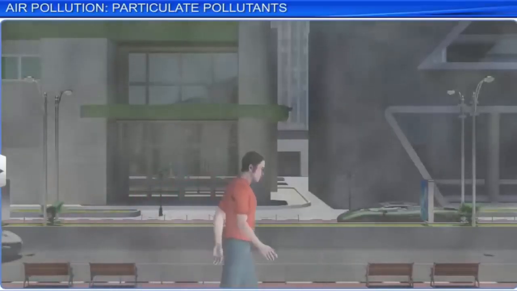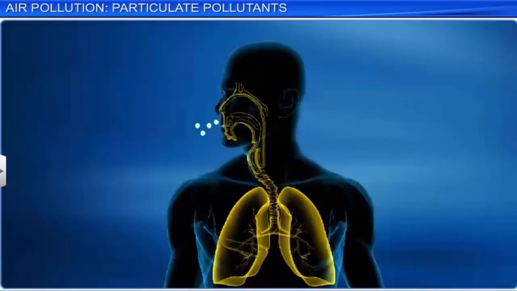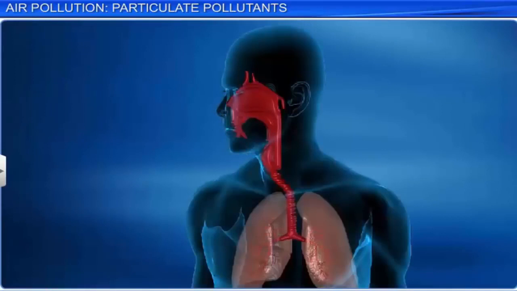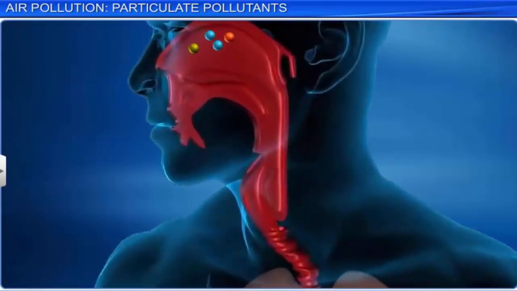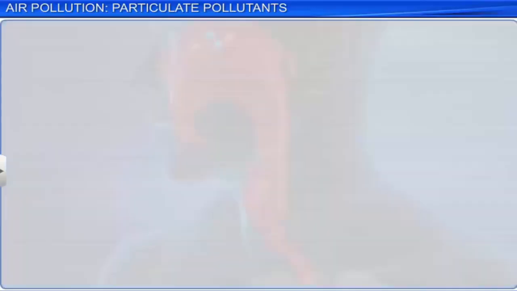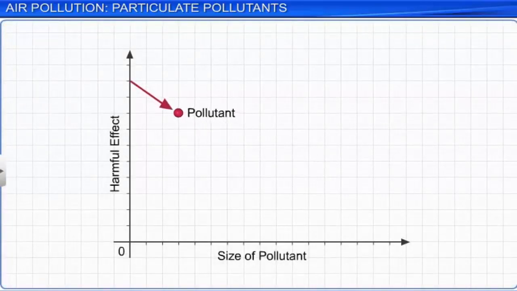Among the particulate pollutants, those that are 1 micron or smaller in size can enter the lungs easily and harm human beings and animals alike. On the other hand, pollutants bigger than 5 microns may get lodged in the nasal passage. Therefore, the smaller a pollutant, the greater is its potential to harm.